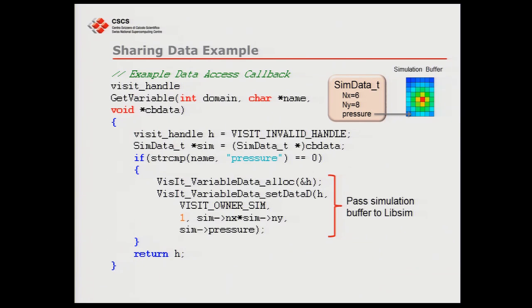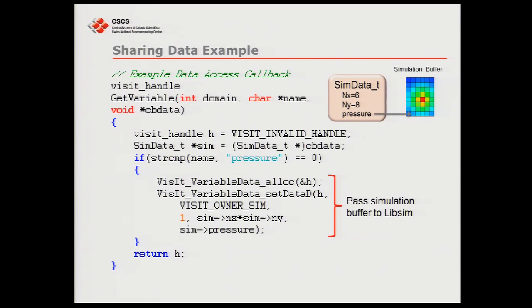This would be an example of a data callback. This is my simulation. It has an array of size 6 by 8, a scalar field called pressure. I have a pointer in memory. My callback is like this. If VisIt is asking for a display of variable pressure, I get a handle.